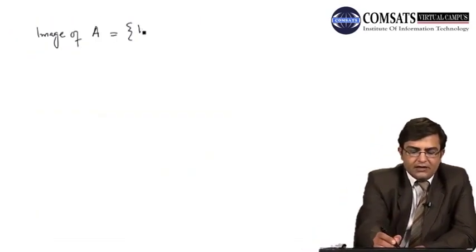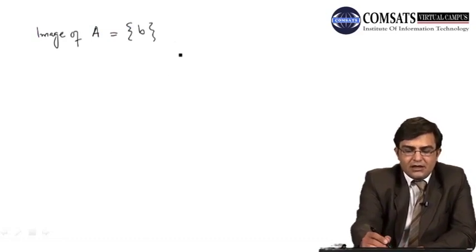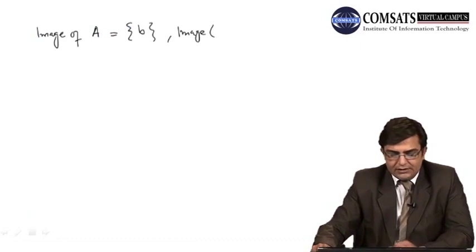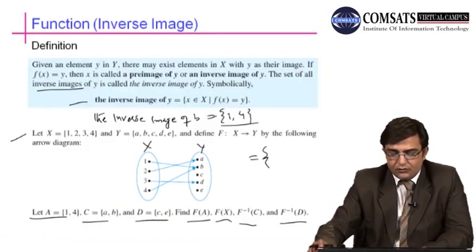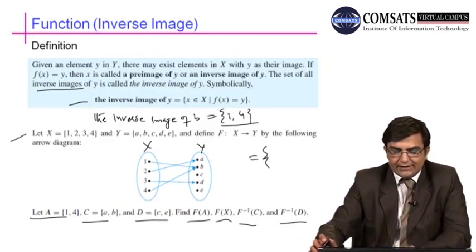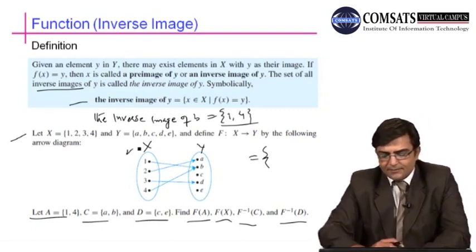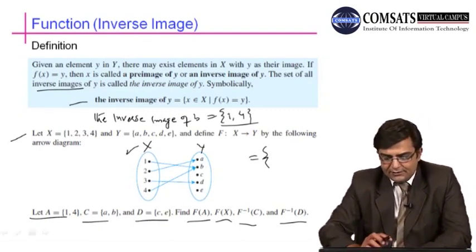So image of A is B, and image of the second is C. Now we have to find the image of X. This is the whole set X. Now image of X is basically what?